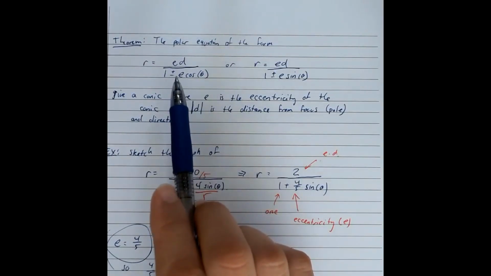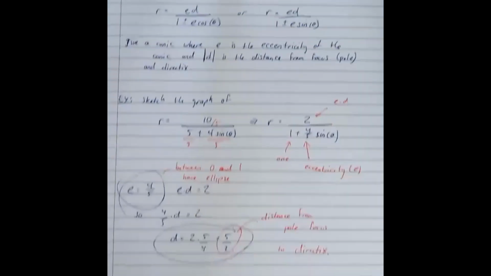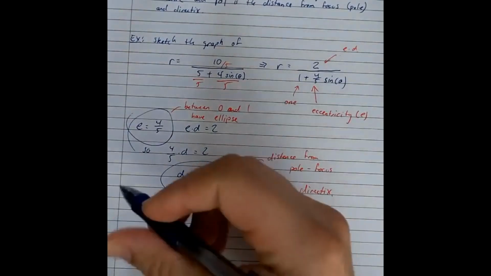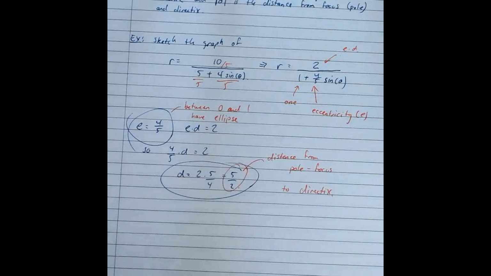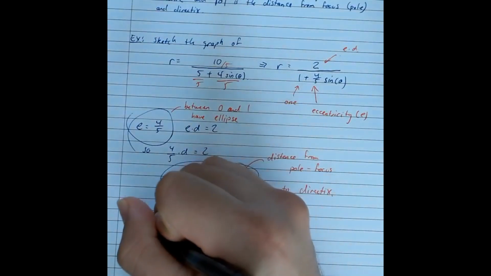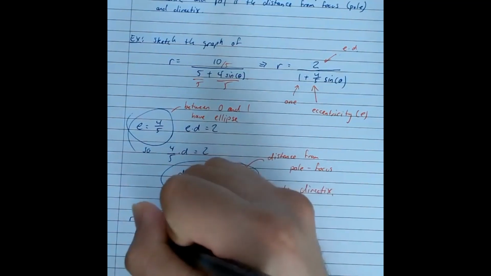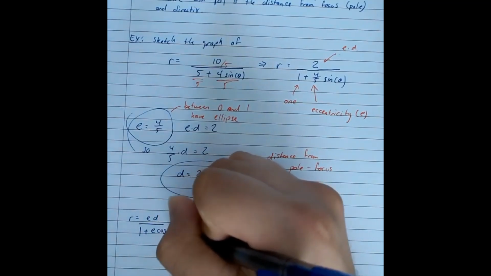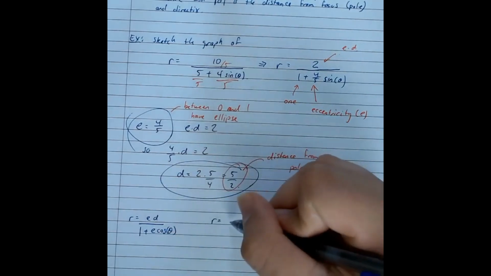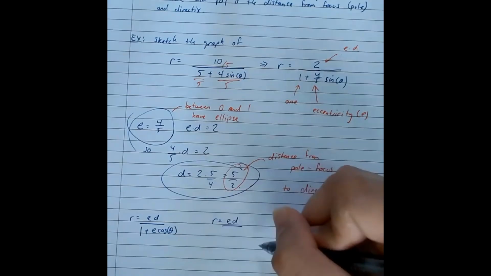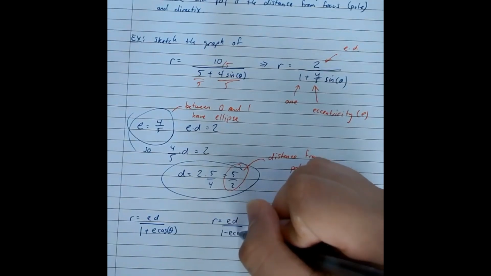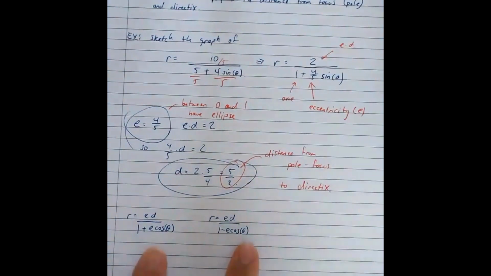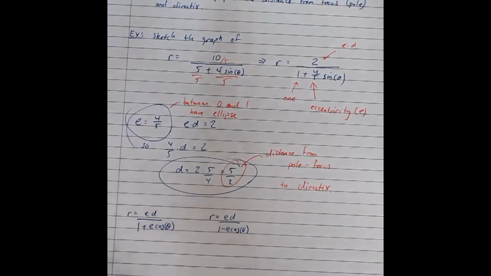Here, the plus or minus paired with the sine or the cosine are going to tell you which direction your directrix is going to go in. So the way it's going to look is if your equation looks like r equals ed over 1 plus e cosine of theta, or if your equation looks like ed over 1 minus e cosine of theta, in both of these cases, you're going to have a vertical directrix. If it's plus, it'll be to the right. If that's minus, it'll be to the left.